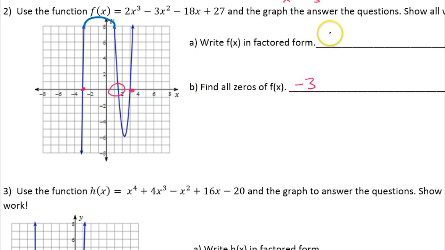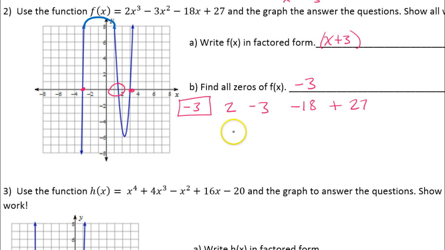So if I have a 0 of negative 3, that means I have a factor of x plus 3. So let's go ahead and do synthetic division at this point. So I have negative 3, and I've got my 2, minus 3, negative 18, plus 27. I'm betting we could have done grouping with this, but I'm not going to worry about that right now. I'm just going to keep on going with my synthetic.